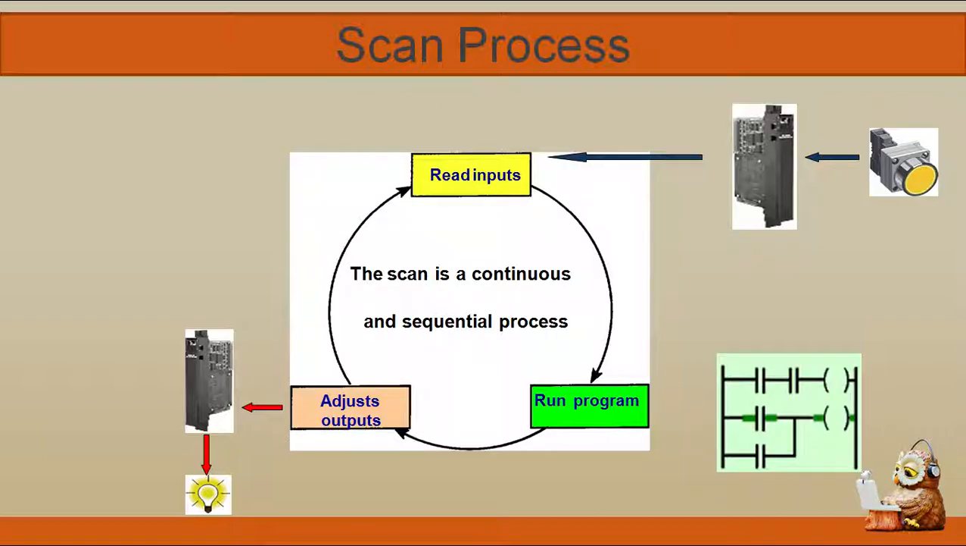This is the scan process. First we read inputs, then run the program, then adjust outputs. The scan is a continuous and sequential process. This should always be remembered. It reads the inputs from certain kinds of sensors, then accordingly we run the program, and accordingly we adjust the output. This is how the scan process works.